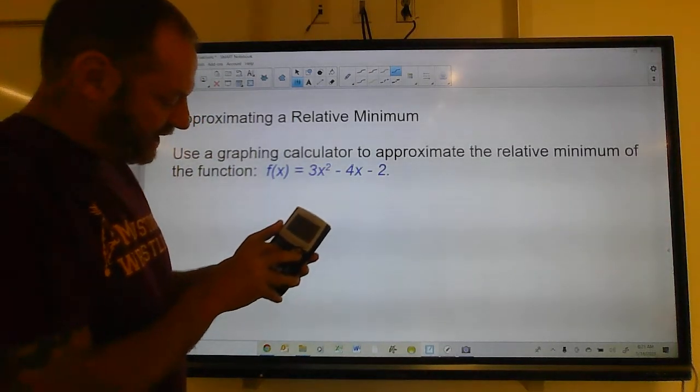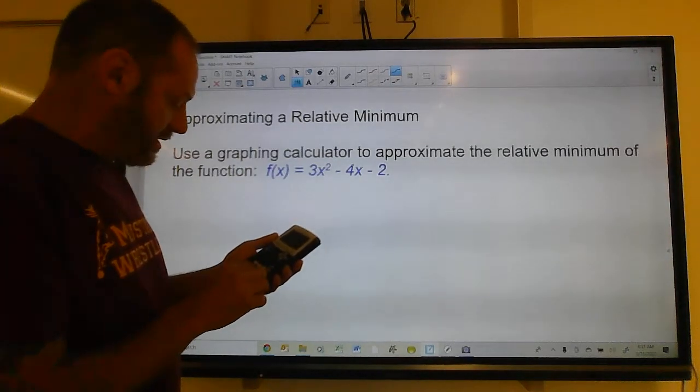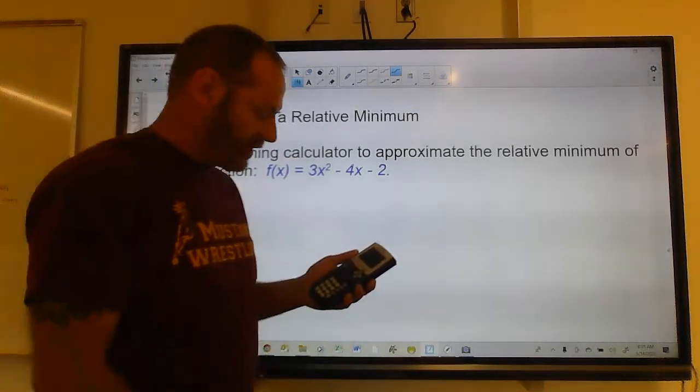Now your x key is right next to your green alpha key. So 3x squared minus 4x minus 2. We're going to put that in the first equation and hit enter.